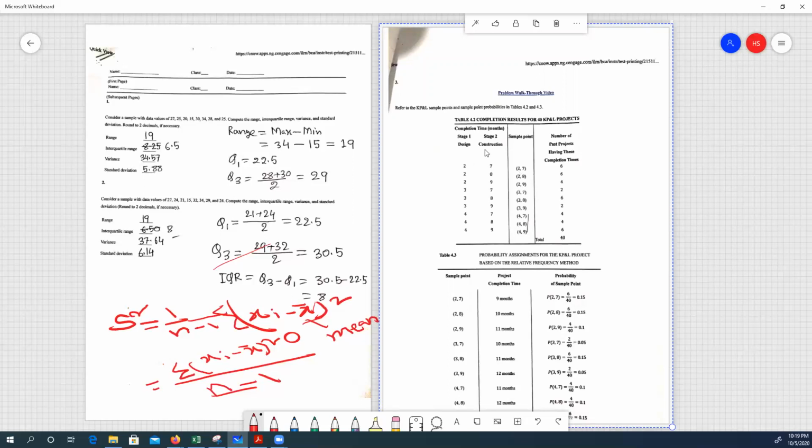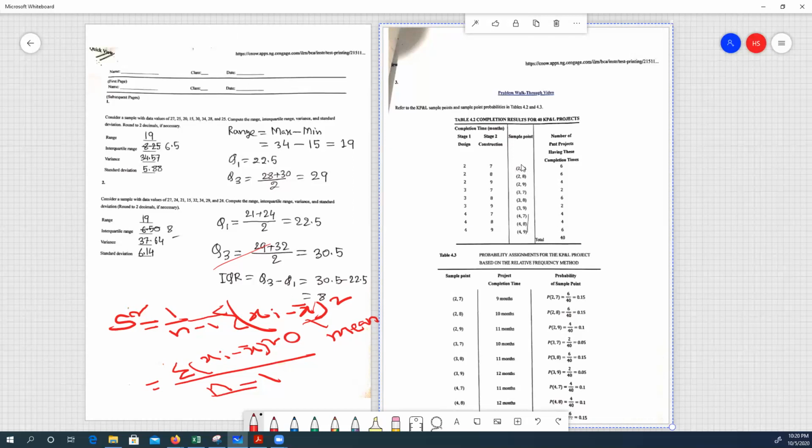Okay, so here there are actually a total of 40 projects, and to complete each project there are 2 stages. The first one is stage 1, and the second one is stage 2. Stage 1 is design, and stage 2 is construction. This is the required time to finish the first stage, and this is the required time to complete the second stage, in months. So these 2 mean that for this project, to finish the first stage it required 2 months, and to finish the second stage it requires 7 months.